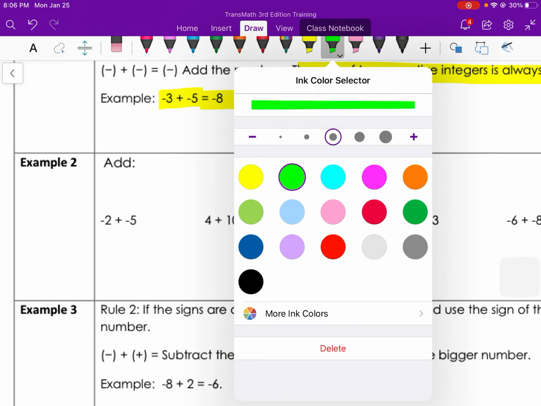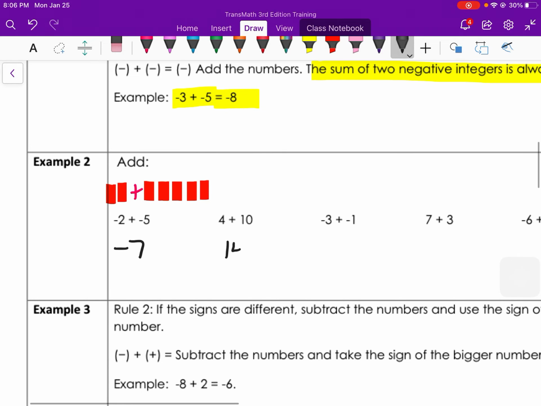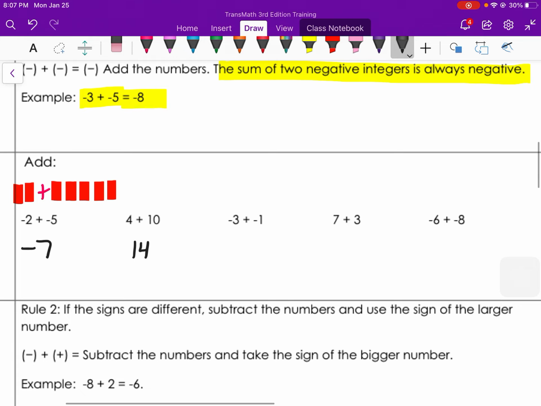So I'm going to use a red highlighter for negative and the yellow highlighter for positive. So negative 2 plus negative 5: 1, 2, 3, 4, 5, they're all negative, so I have a total of negative 7. 4 plus 10, they're both positive. 4 plus 10 is 14. Your answer is positive. Negative 3 plus negative 1, they're both negative, so negative 4 is your answer.